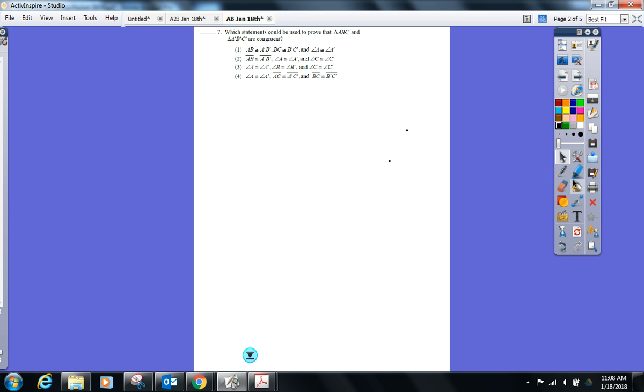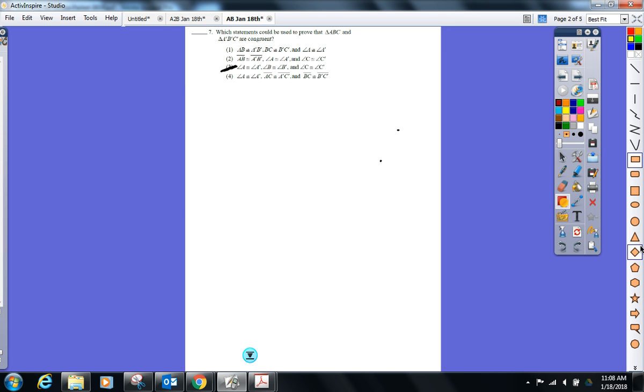Well, I can tell you which one I'm going to get rid of right away, without even drawing a diagram. Why? Angle, angle, angle is never a way to prove triangles congruent, right? Sorry, it's a way to prove similar, but not congruent. All right, so let me take a look at all of them right now.